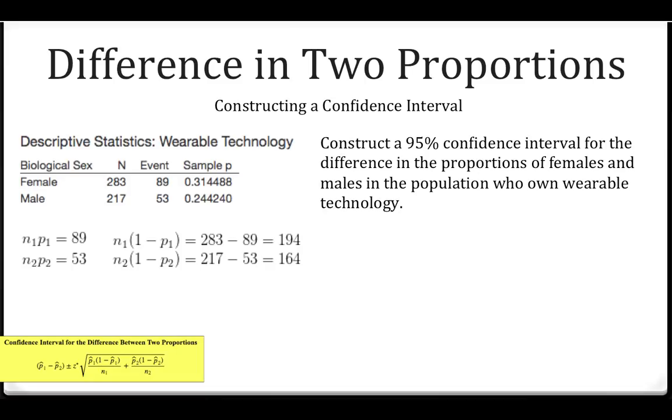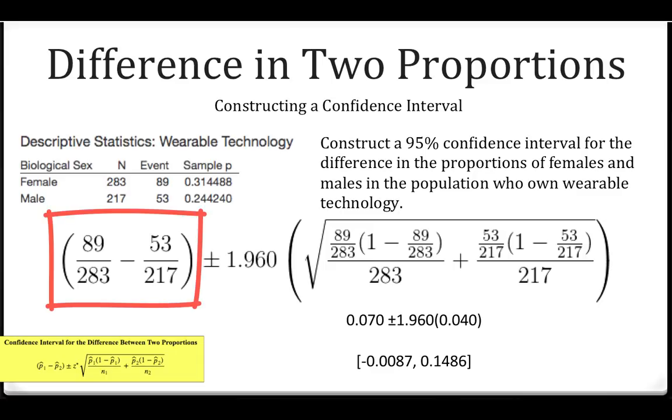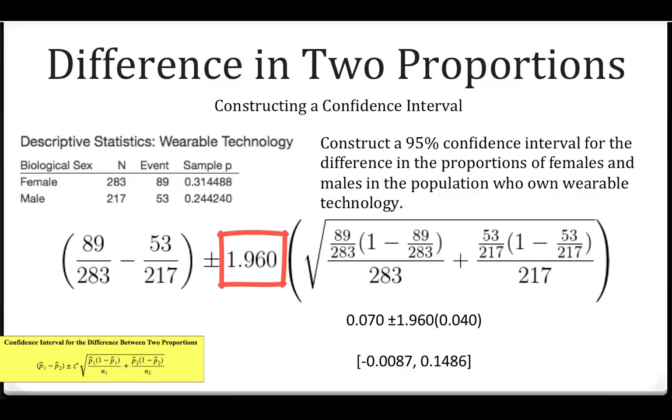For the females, there were 89 people who said yes, which means there were 194 who said no. In the males, there were 53 who said yes, which means that there were 164 who said no. These values are all at least 10, so we can use the normal approximation method. We then plug these values into our formula. Here, we have the difference in sample proportions, plus or minus our z multiplier. You might recall from previous weeks that for a 95% confidence interval, 1.960 is the z multiplier, times the standard error.